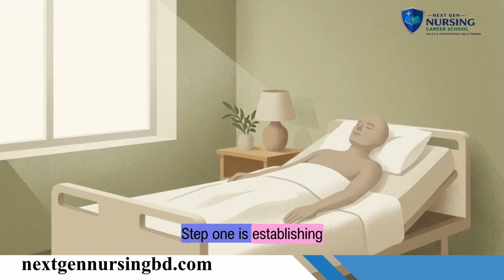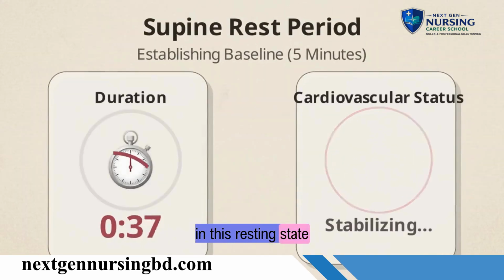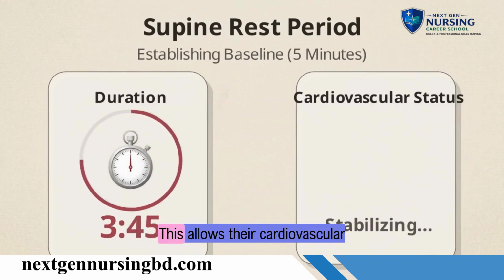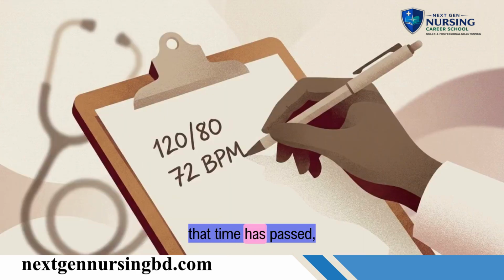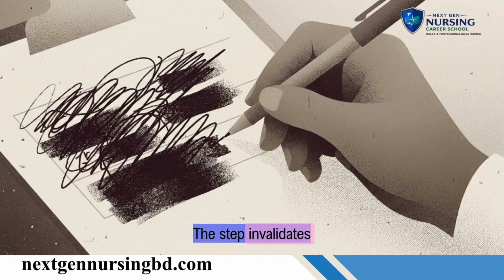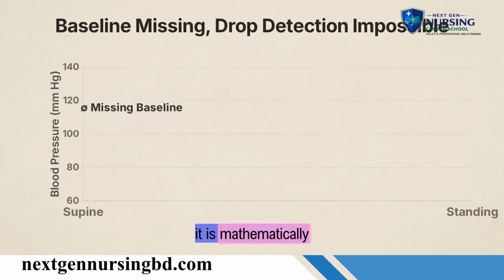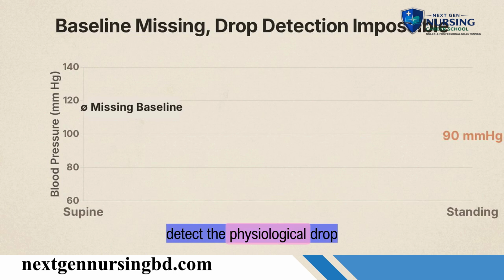Step 1 is establishing an accurate baseline. Have the patient lie supine in a quiet, distraction-free environment. The patient must remain in this resting state for a minimum of 5 minutes. This allows their cardiovascular system to fully stabilize. Once that time has passed, measure and precisely document the baseline blood pressure and heart rate. Rushing this resting step invalidates the entire test. Without an accurate baseline, it is mathematically impossible to detect the physiological drop later in the assessment.